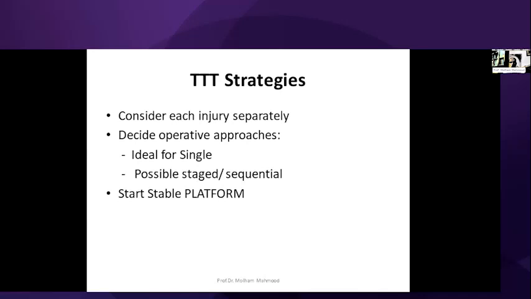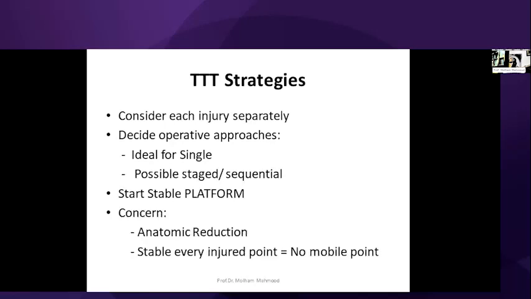In your plan, please start by making a stable platform. You should build a platform or a base on which you build the rest of your fixation. And this platform should be connected to the axial skeleton. So we are talking about the sacroiliac joint. Concern anatomical reduction, and stabilize every injured point. No mobile point is allowed.